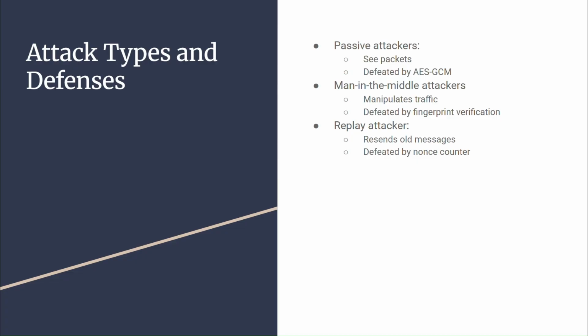or MITM attacker for short. This individual can intercept packets, change them, or attempt to impersonate one of the peers during the handshake. CryptoChat addresses this through fingerprint verification, which is also known as trust on first use.